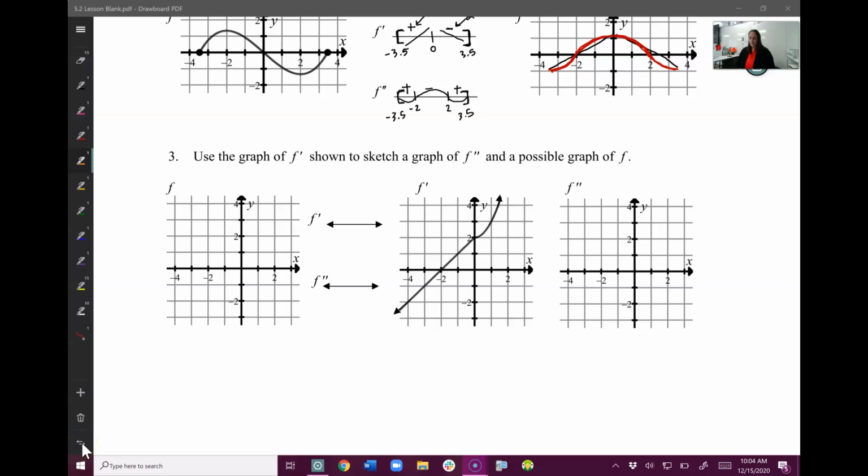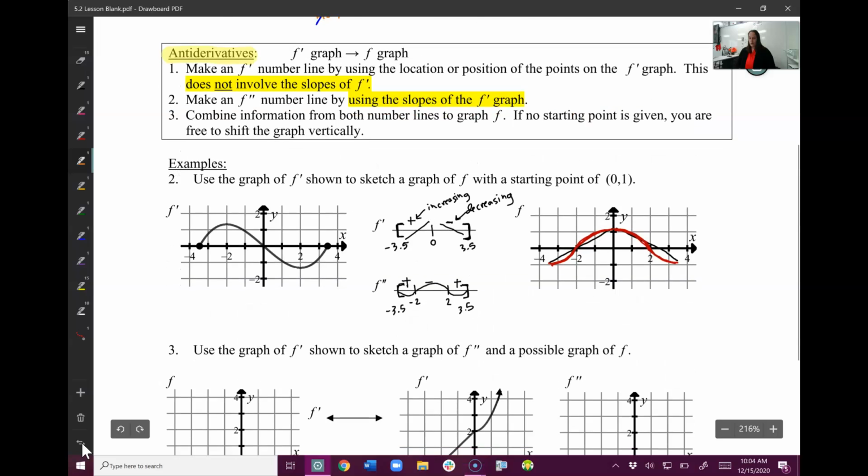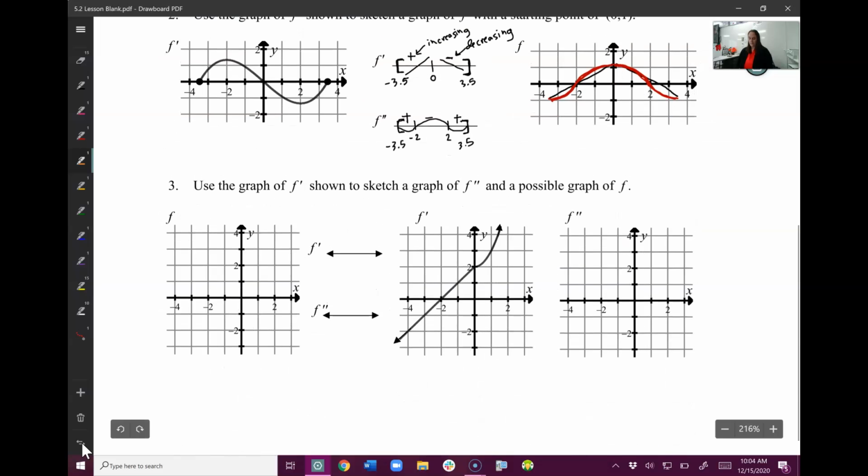Let's try another example. So here's our graph of the first derivative. We're going to start with step 1: make a first derivative number line by using this graph. And remember, this number line just comes straight from this graph, not the slopes, just from this graph. So negative is below the axis, positive is above the axis.